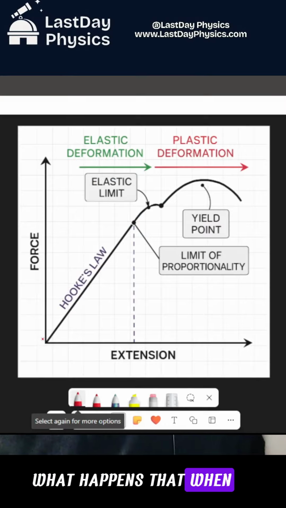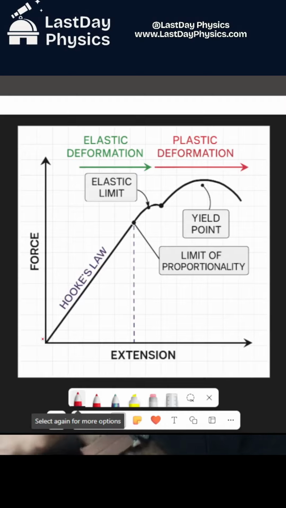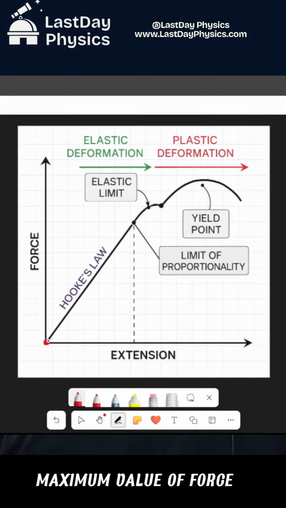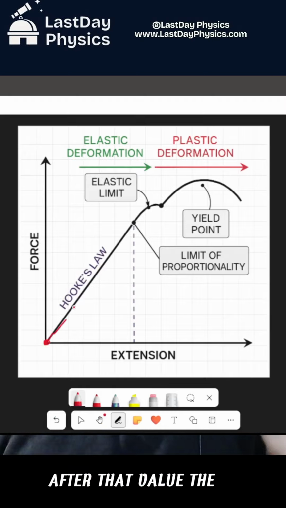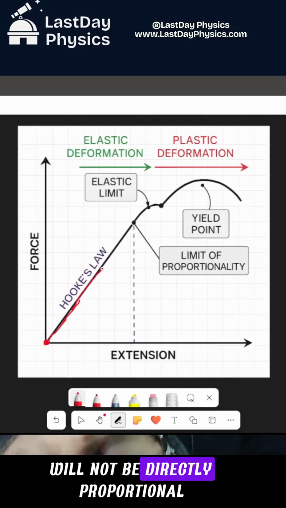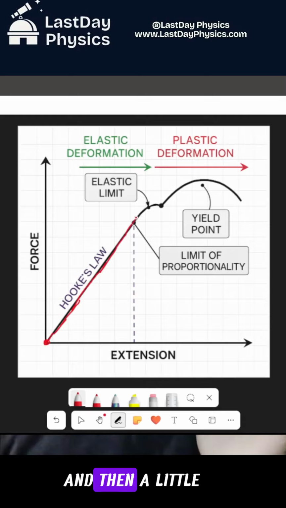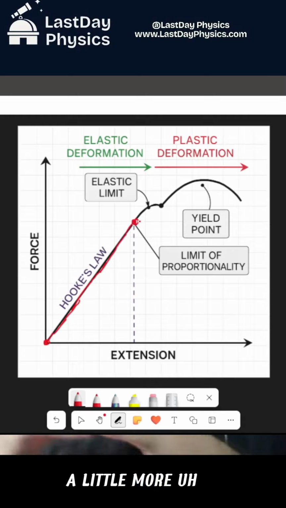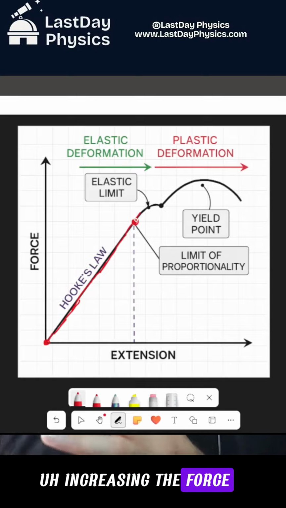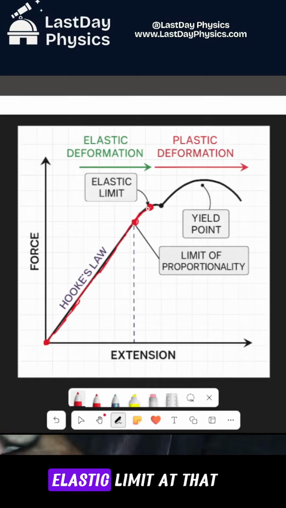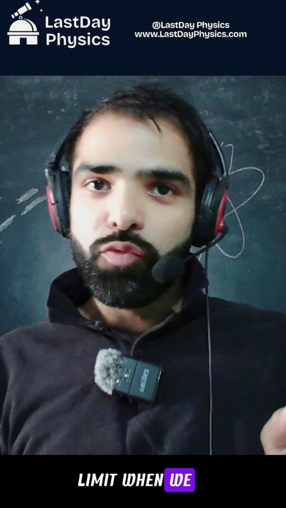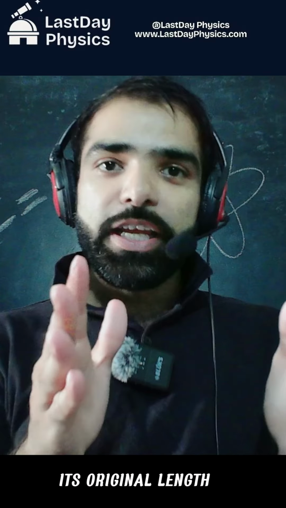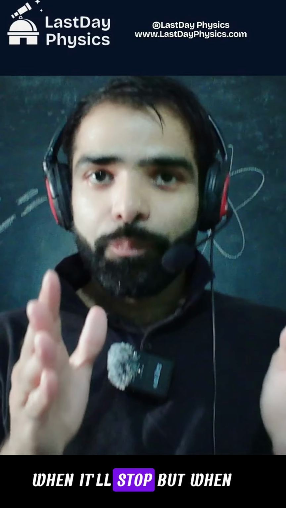What happens is that when we are extending a spring, we reach some maximum value of force. After that value, the extension and force will not be directly proportional, and then with a little more increase in the force, we may reach the elastic limit. At that limit, when we remove the force, the spring will retain its original length when it stops.